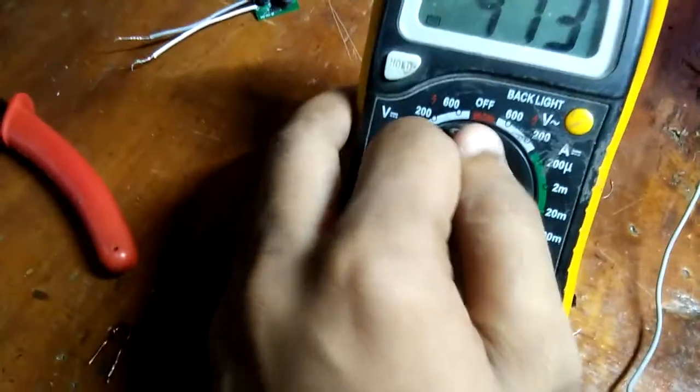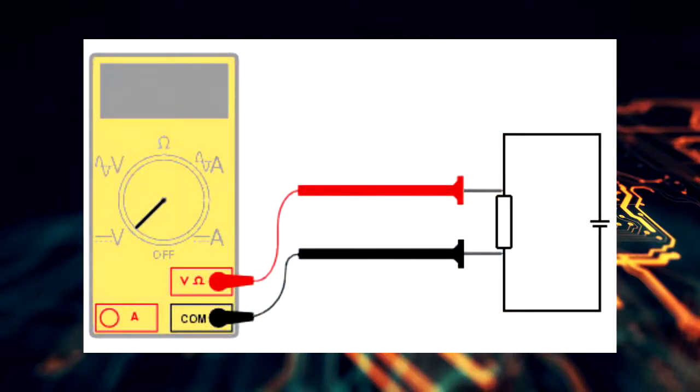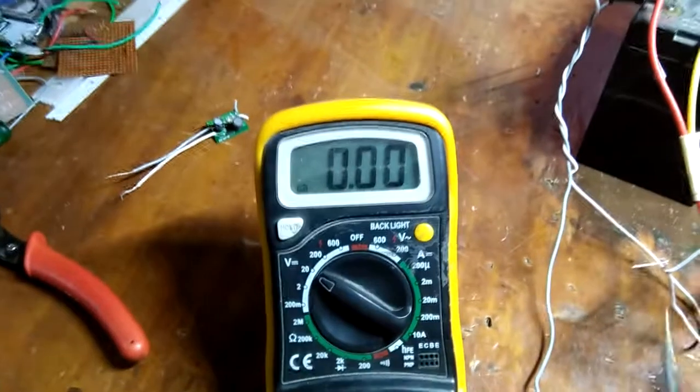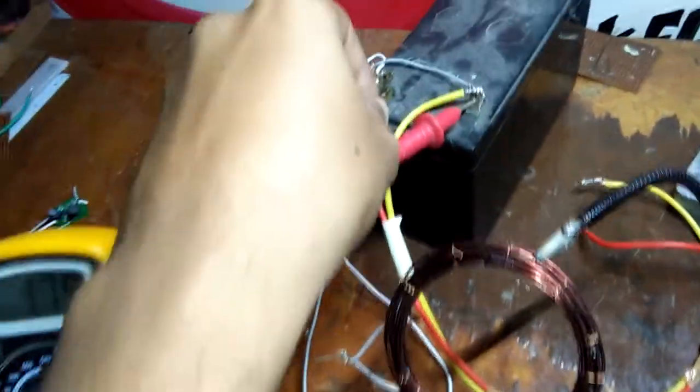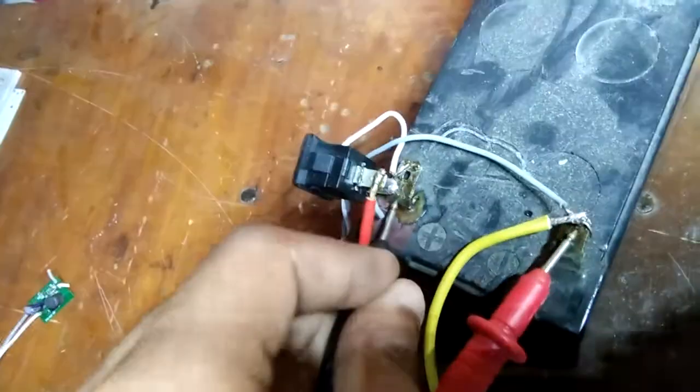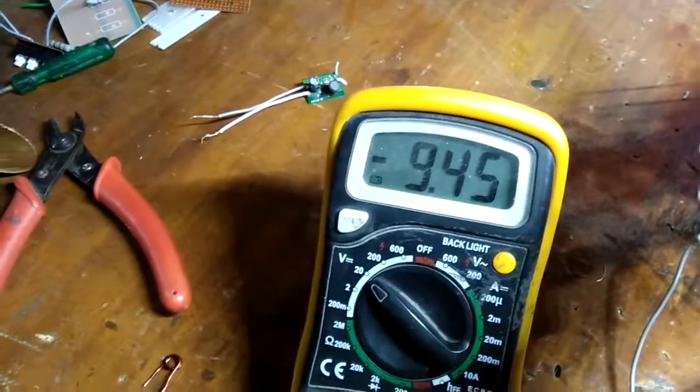Turn on your multimeter and set it to measure DC voltage. And then connect your multimeter parallel to the voltage source. This is our voltage.